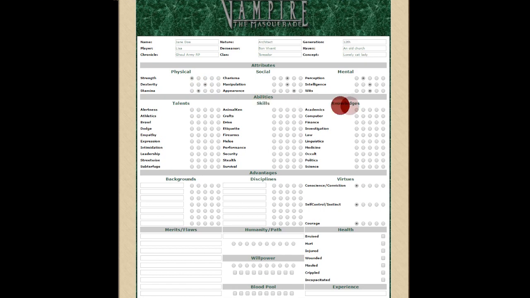You've got talents, skills, and knowledges. Now, you don't get any points right off the bat, and when you create a character, you can only go up to 3. No more than 3 dots when you create a character per skill. Okay, and the same thing is going to happen here with the prioritizing. Only the first priority gets 13, the second gets 9, and the last gets 5.